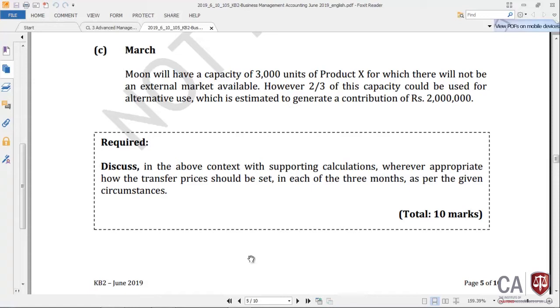Moon will have a capacity of 3000 units of product X, for which there will not be an external market available. However, 2/3 of that capacity could be used for alternative use, which is estimated to generate contribution of 2 million. Right? Okay, read it again. It's a different scenario.